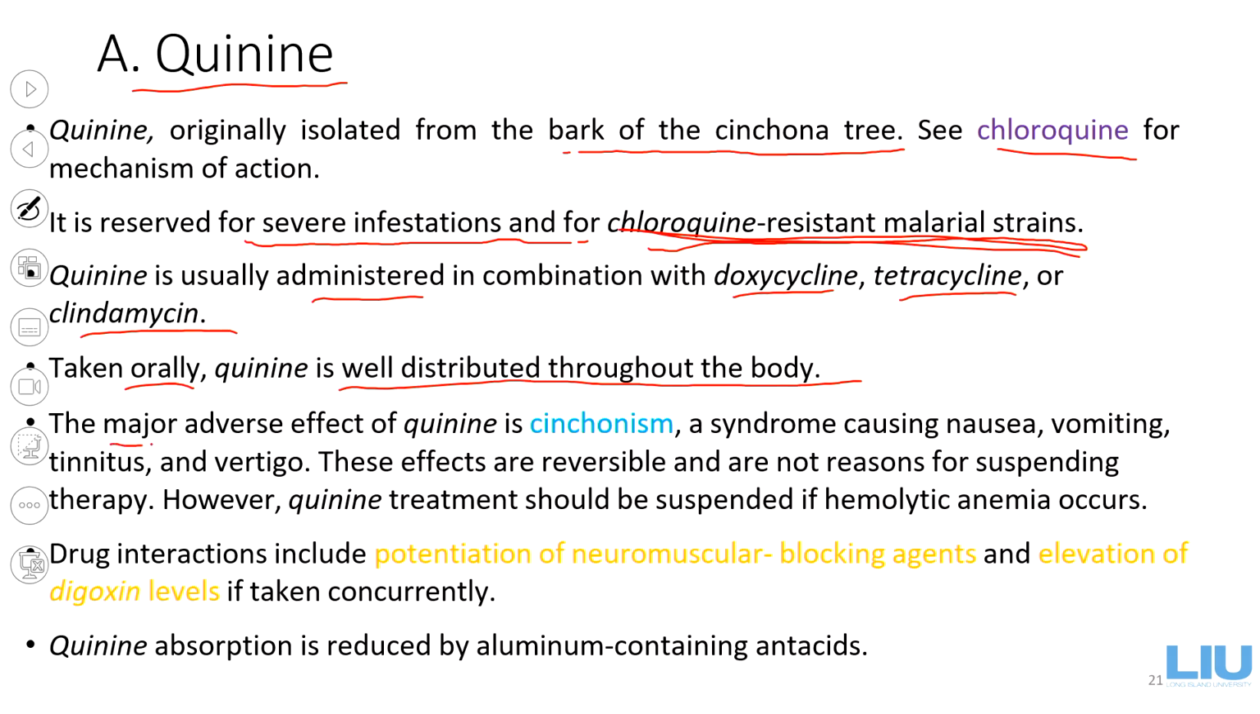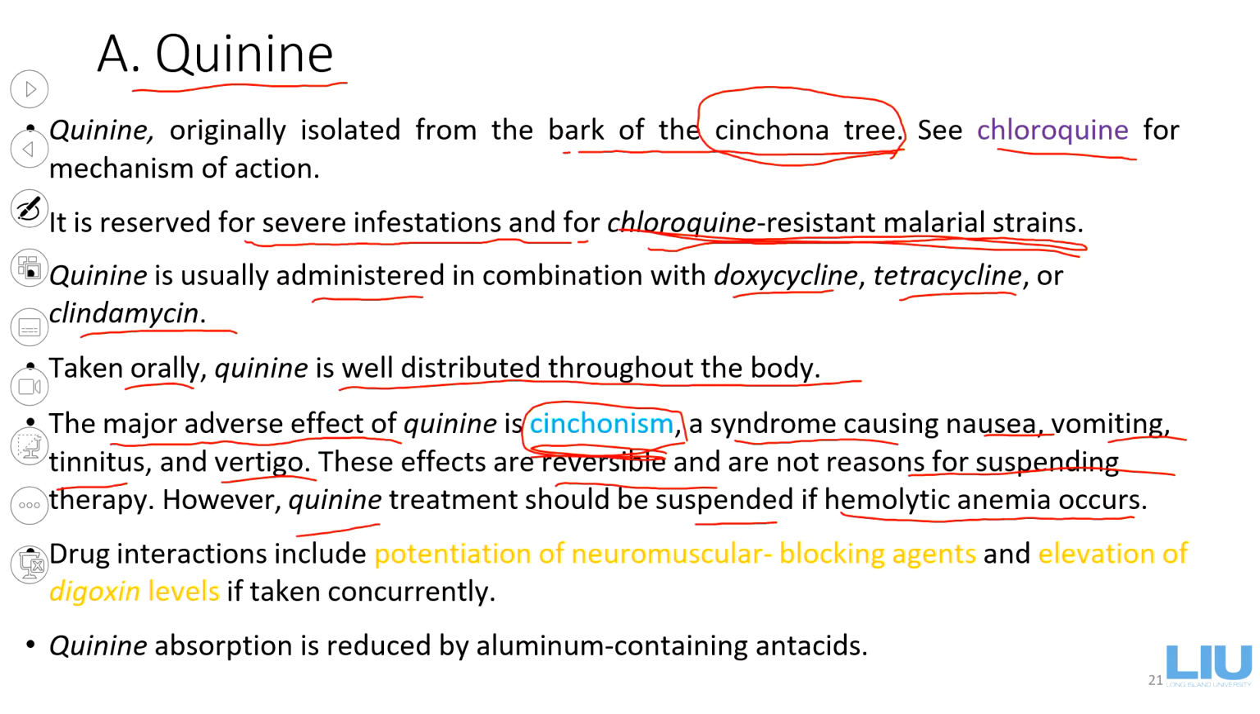The major adverse effect of quinine is something called cinchonism. This is coming from the Cinchona tree. Cinchonism is a syndrome causing nausea, vomiting, tinnitus, and vertigo. These are reversible, so they are not reasons for stopping the drug. Usually if the effects are irreversible, that's when you worry and want to stop the drug. However, quinine treatment should be suspended if hemolytic anemia occurs. That's one of the rare, serious adverse effects. If you see hemolytic anemia caused by quinine, then you would stop the drug.